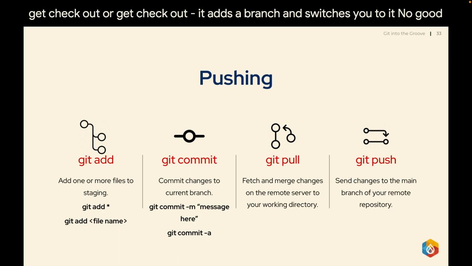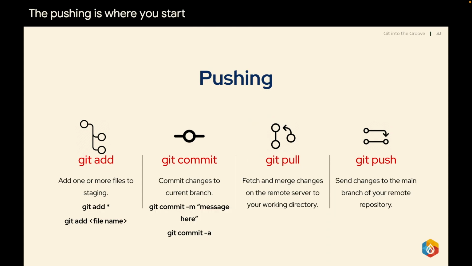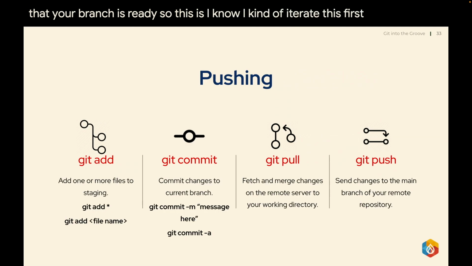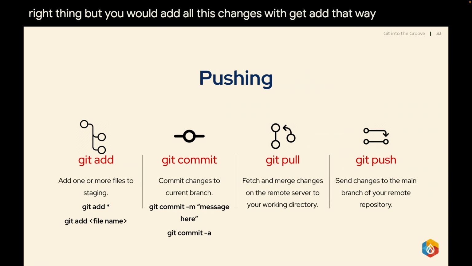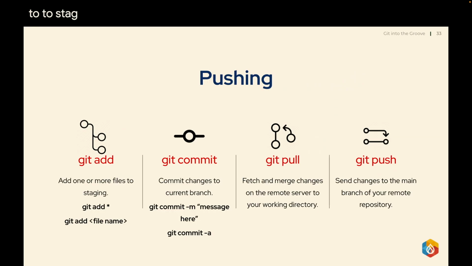Pushing is where you start working remotely with others, when you have the changes that you want on your local machine and you want to share them with others. To do that, you have to push it upstream. So you want to make sure that your branch is ready. First, I would do git status because that is my favorite one and I want to make sure I'm doing the right thing. But you would add all of those changes with git add. That way it adds them to staging. You do your git commit with your nice commit message.